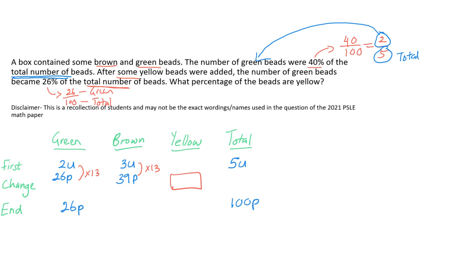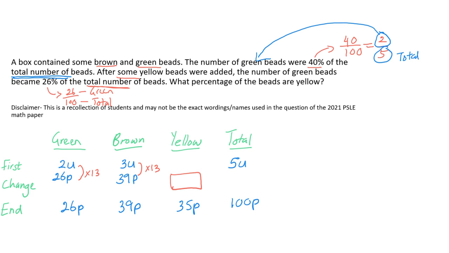Once again, since there is no change to the number of brown beads, we can see that the number of brown beads in the end is 39 parts. So we know the total is 100 parts, and the green beads and the brown beads add up together to make up 65 parts. Therefore, the difference of 35 parts will be the number of yellow beads in the end.